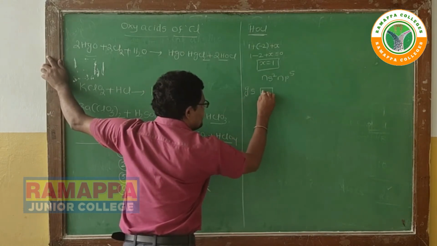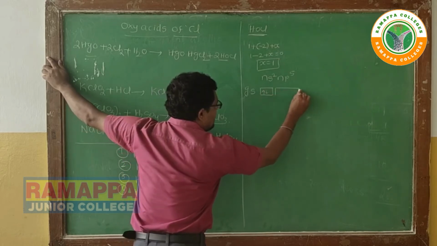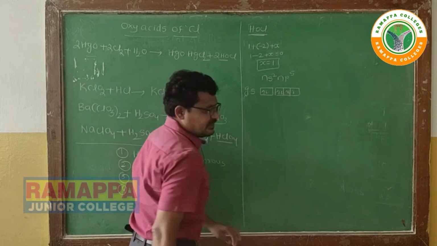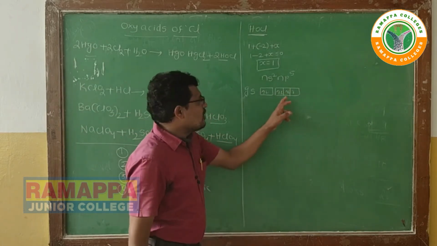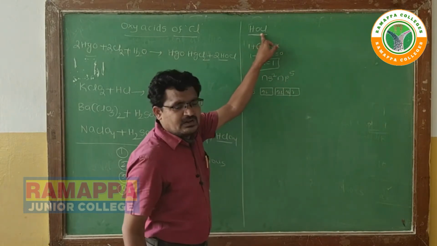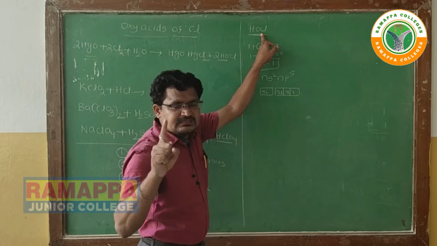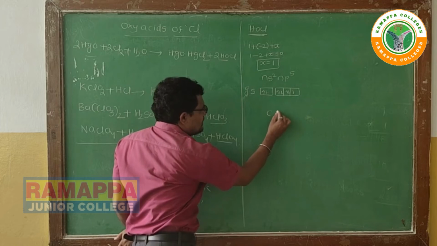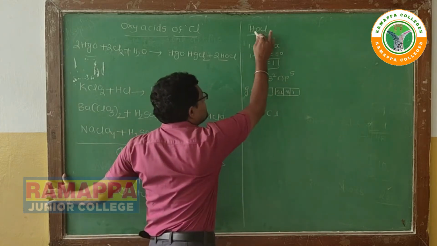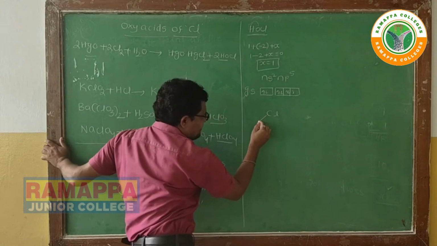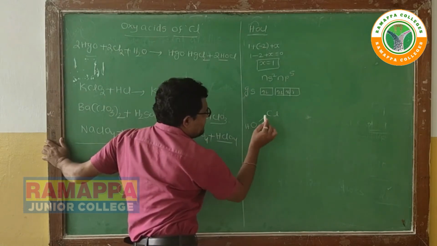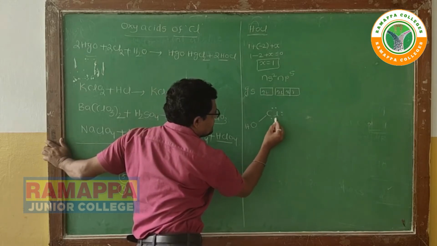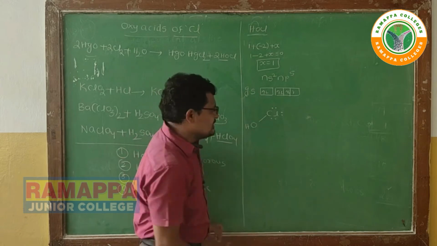In the ground state, s contains 1 orbital with 2 electrons and p contains 3 orbitals with 5 electrons. Now in this HOCl, only one chlorine is there. That's why it undergoes sp3 hybridization. Here chlorine is the central atom. Here how many OH? It is one OH. Here how many lone pairs? 1, 2, 3. So the shape of the molecule is linear.